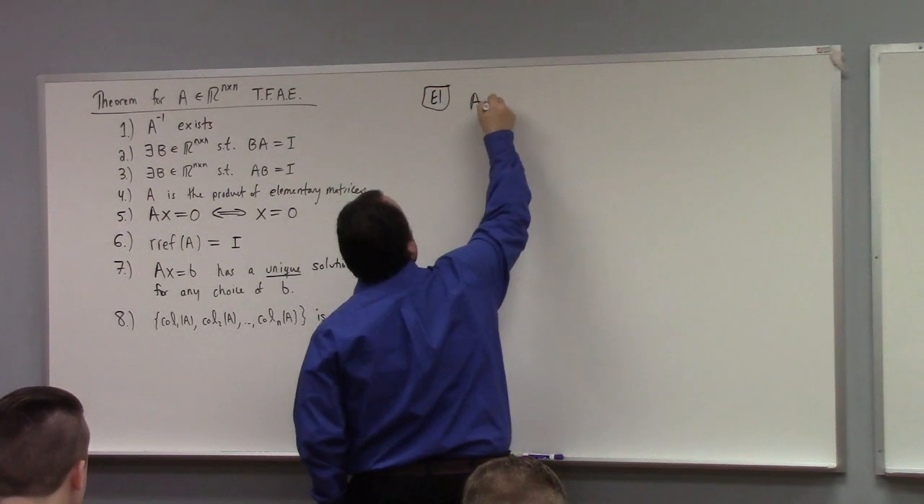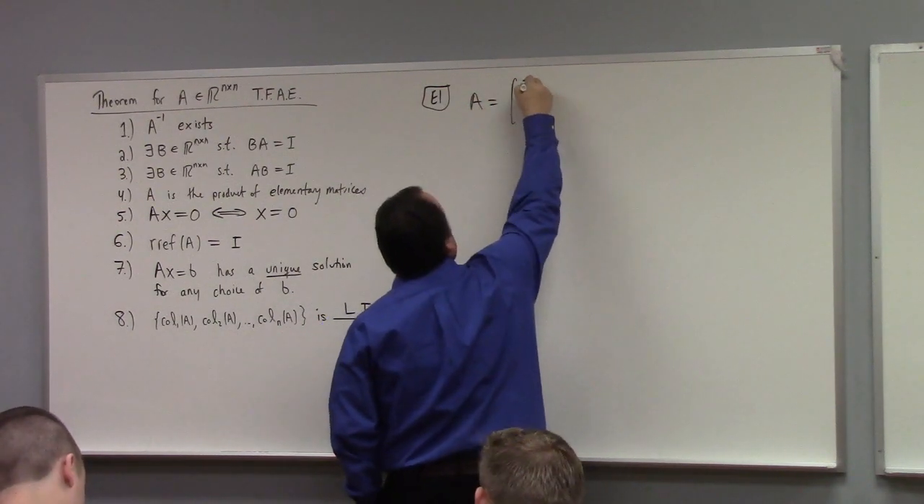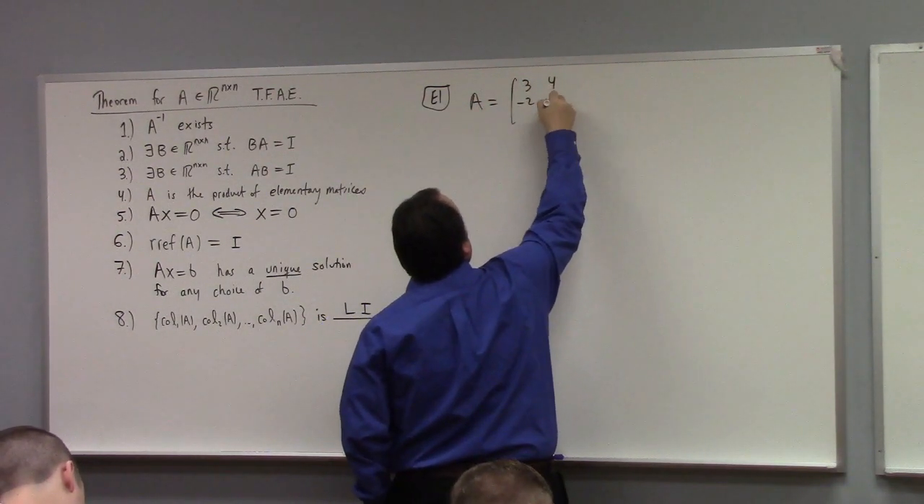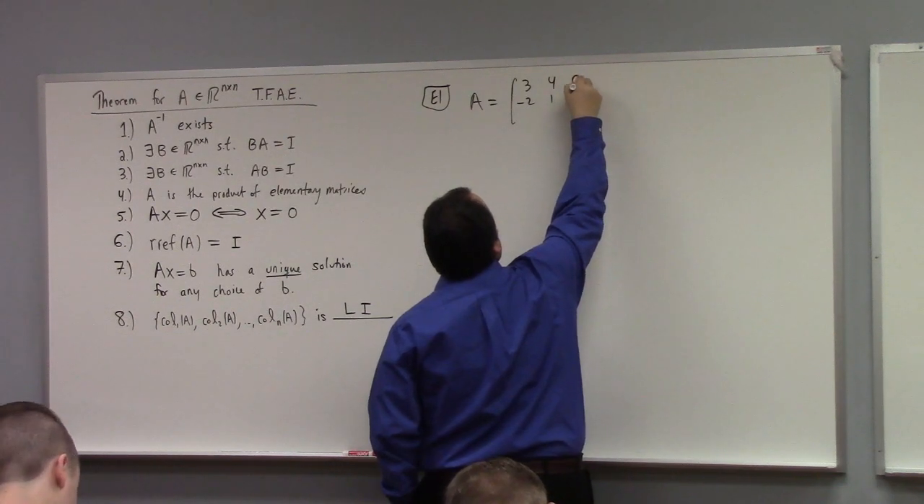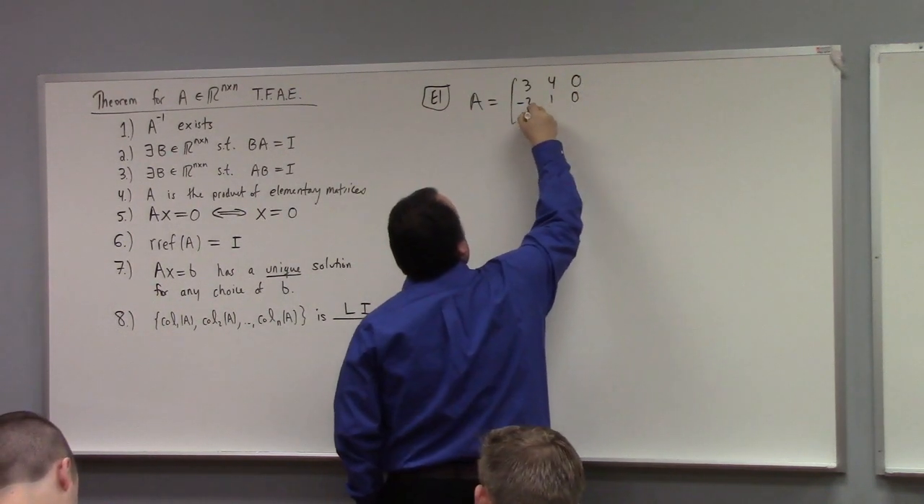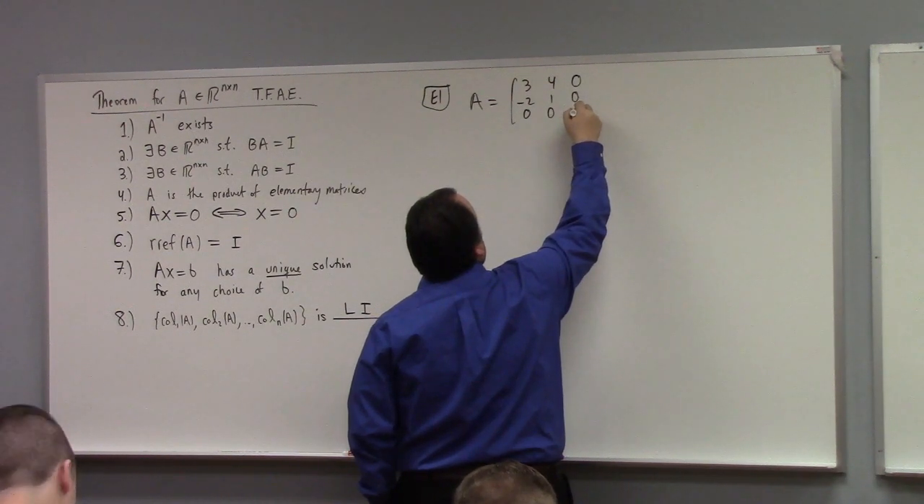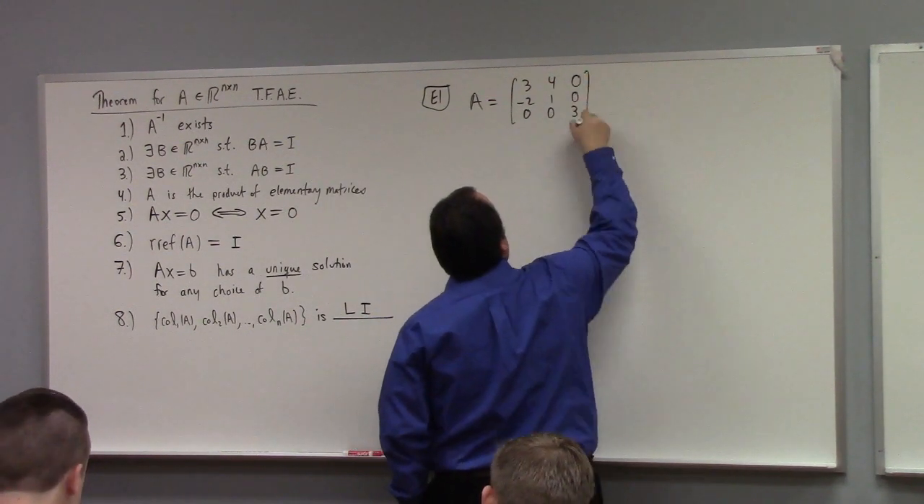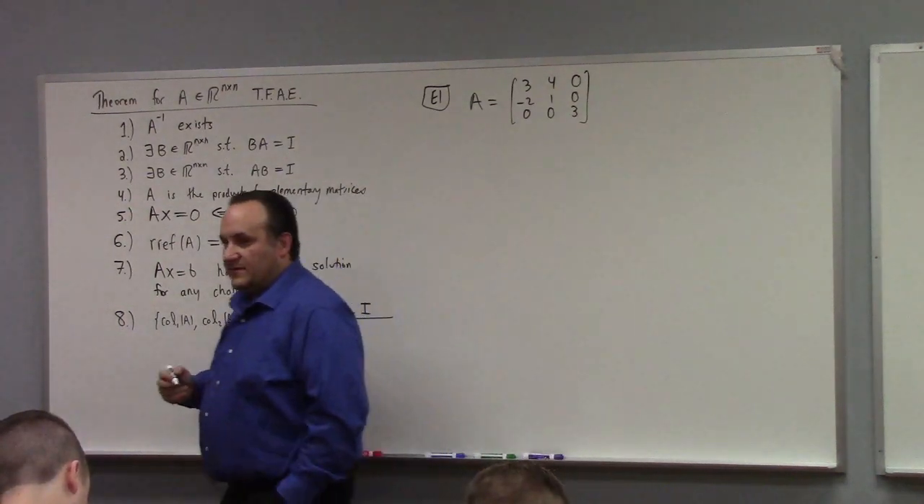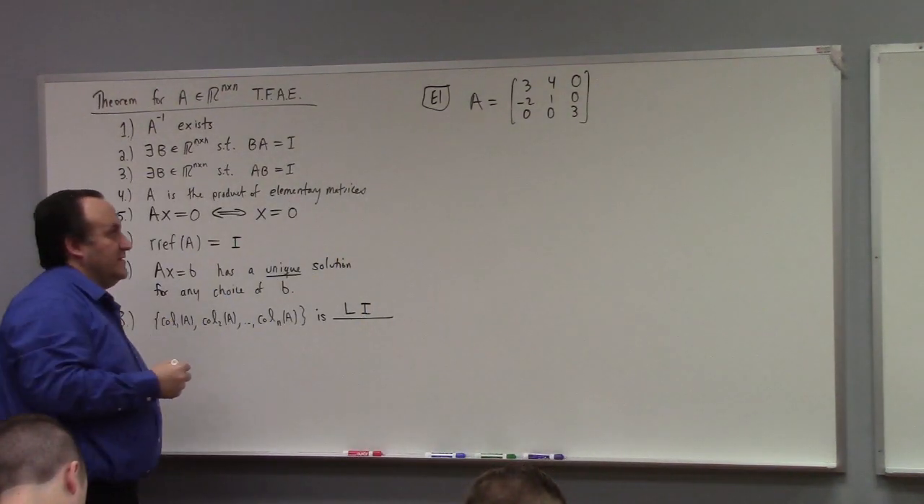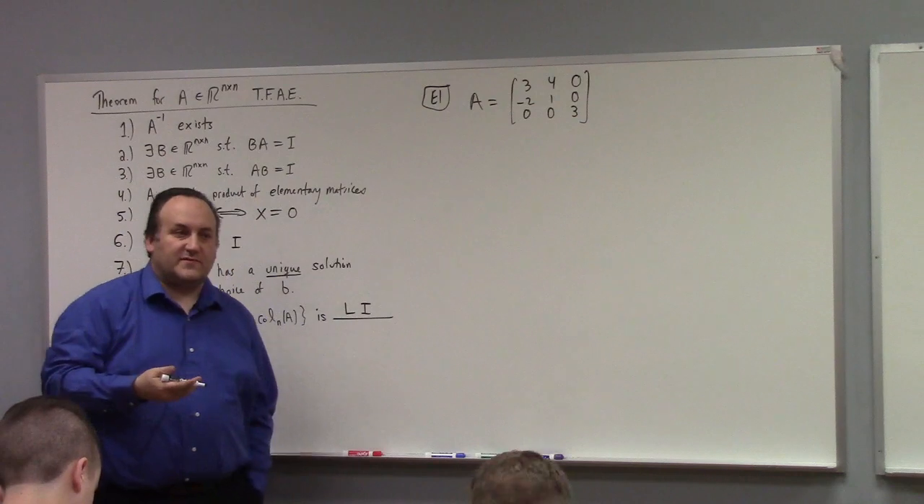All right. So let's look at an example. Let's suppose A is equal to 3, 4, minus 2, 1, and then we'll do 0, 0, and, to make my life not too horrible, 3. Let's find the inverse matrix to this. All right, we should do one of these. So how do we calculate the inverse matrix?